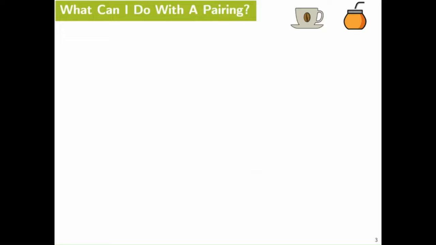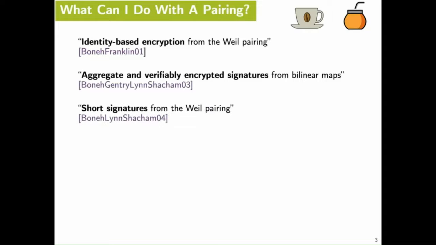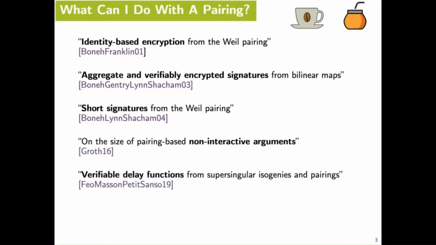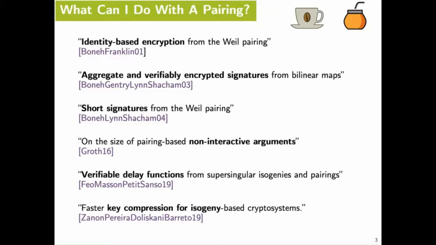And the answer is essentially anything: identity-based encryption, aggregate and verifiably encrypted signatures, short signatures, non-interactive arguments, verifiable delay functions, you name it. Pairings have shown to be a very versatile tool in cryptography, and they have been used to realize essentially any cryptographic primitive. So this is of course a good property of pairings. You can do fancy crypto, fairly lightweight, with it.